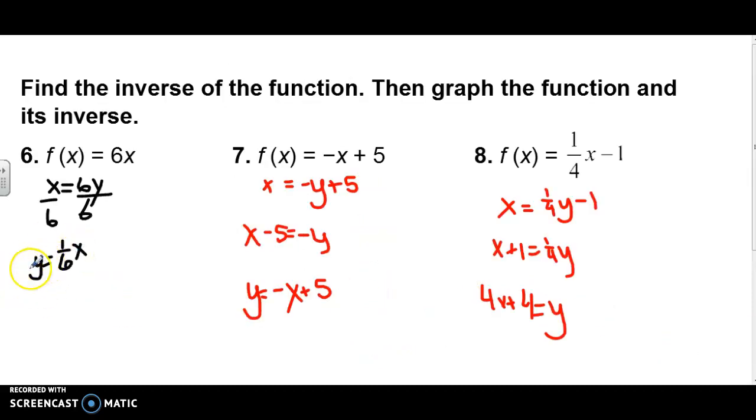So at the end, to write it back in function notation, you would just write each one of these with a different letter, unless it's stated what the letter was, other than f. It's not the same function as the inverse. So you make this g of x and h of x, whatever you feel like.